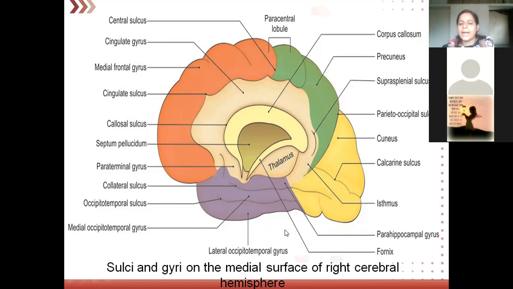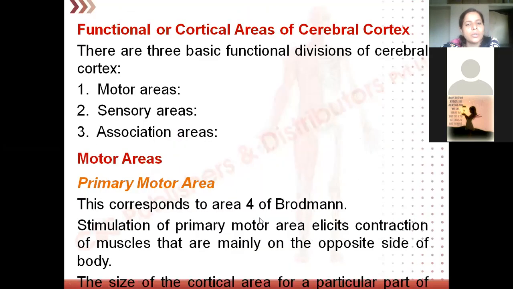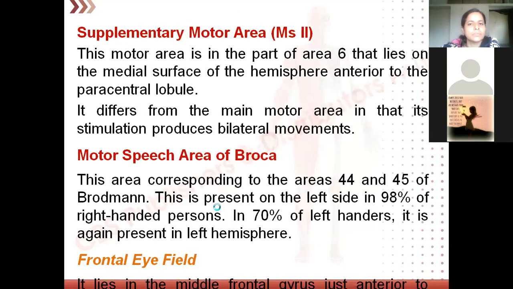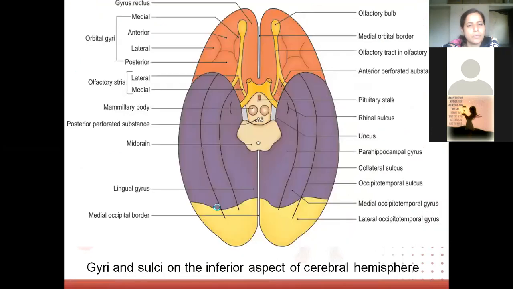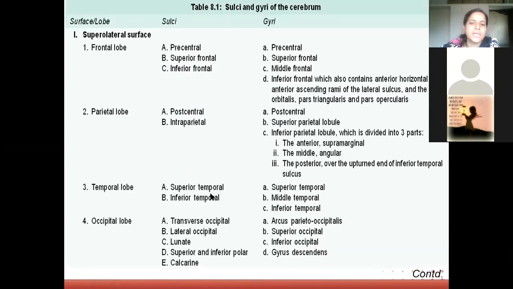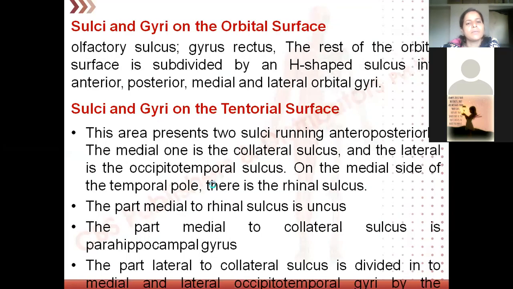So you need to practice this diagram, then only you will be able to correlate with this table: medial surface, what are the sulci and what are the gyri. Similarly, on the inferior surface also we have sulci and gyri. So what are the various sulci and gyri?